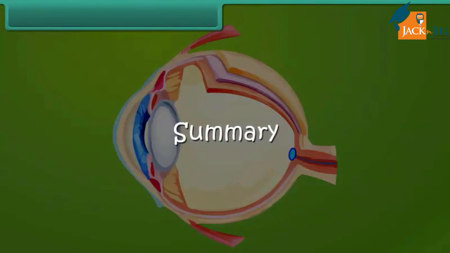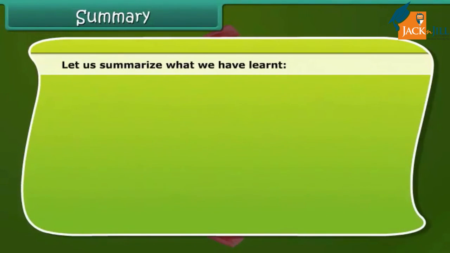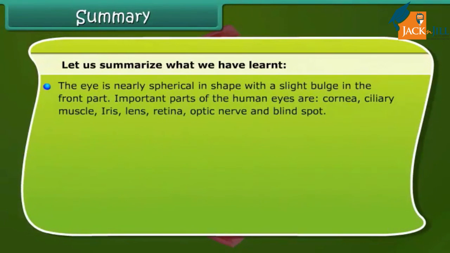Summary. Let us summarize what we have learned. The eye is nearly spherical in shape with a slight bulge in the front part. Important parts of the human eye are cornea, ciliary muscle, iris, lens, retina, optic nerve, and blind spot.